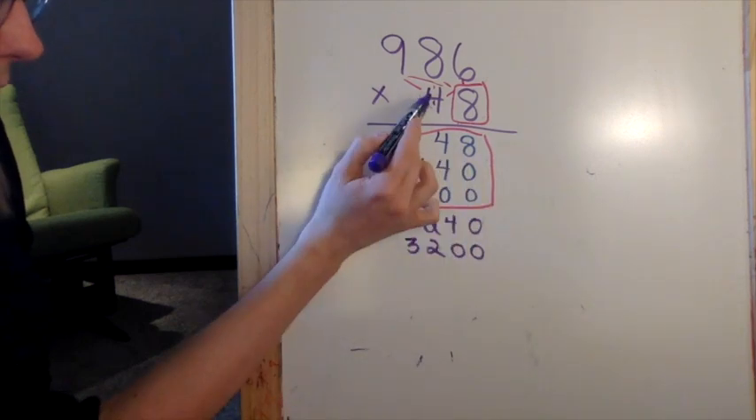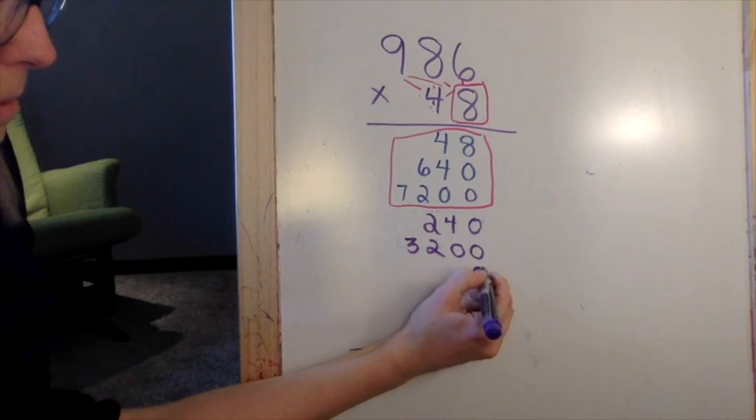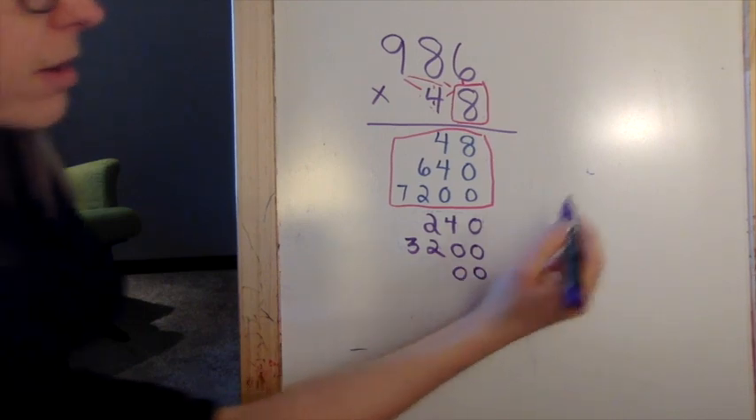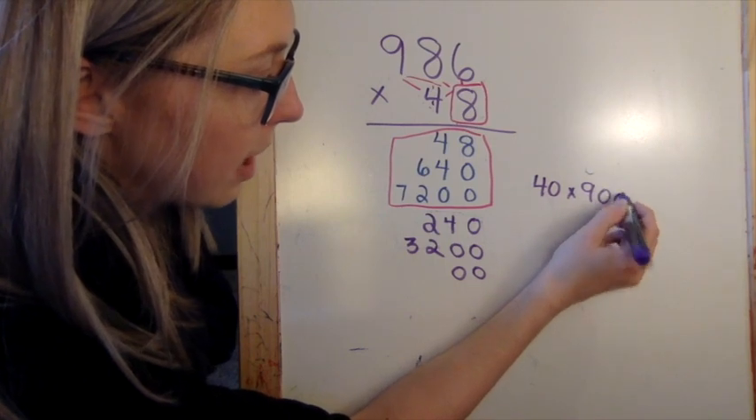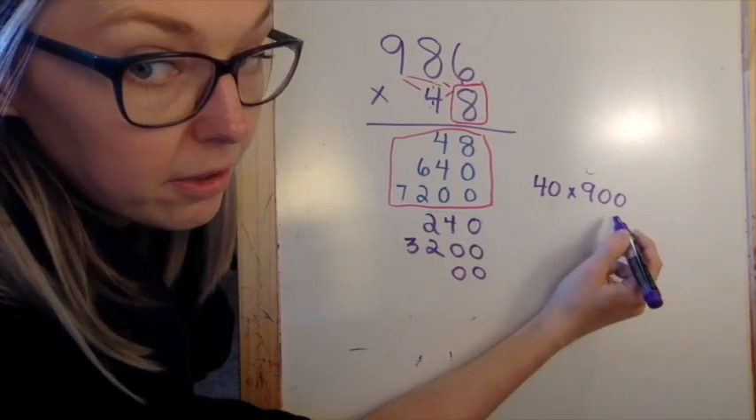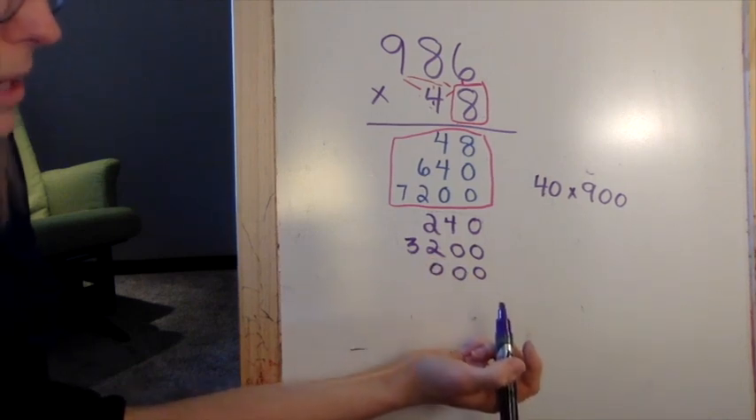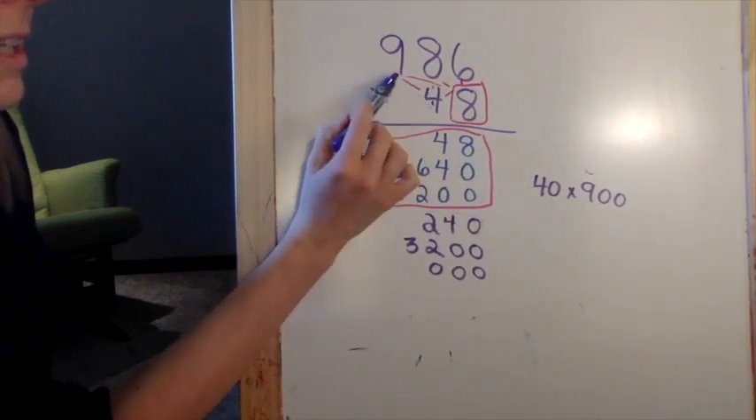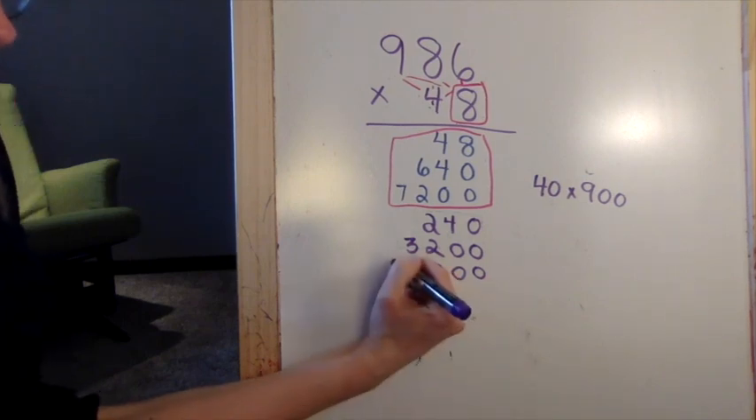Now, the next one, I'm doing 40 times 900. If I was to write this out, how many zeros are we working with here? Right, 3 zeros. Oh, that's a big number because we haven't even multiplied yet. Now you can go 4 times 9. What's 4 times 9? You're right, 36.